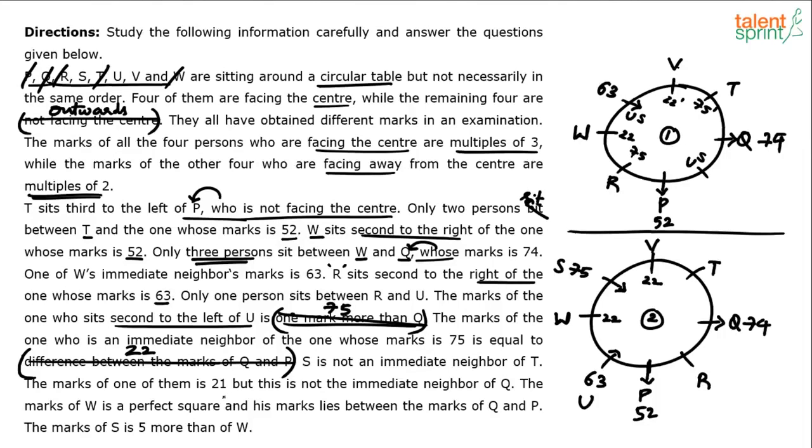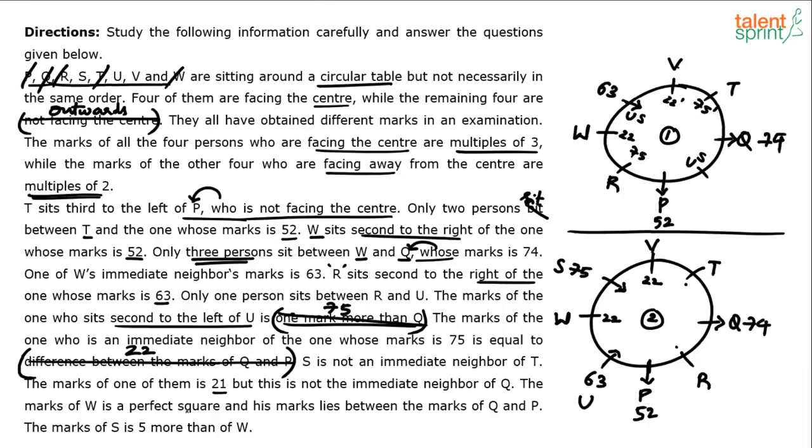Next, the marks of one of them is 21, but this is not the immediate neighbor of Q. I think case number 2 looks more promising because here we don't have multiple possibilities. One of the persons has scored 21, but this person is not the neighbor of Q. So who can score 21? You see, 21 cannot come for T or R because it should not be a neighbor of Q. It cannot come here. This is 52 fixed. This is 63 fixed. This is 75 fixed. Either 21 comes here or here, between V and W.